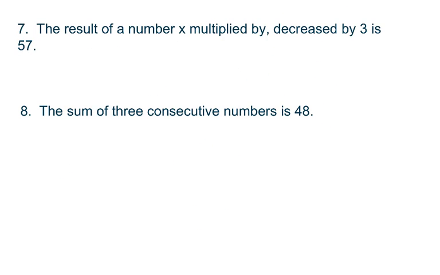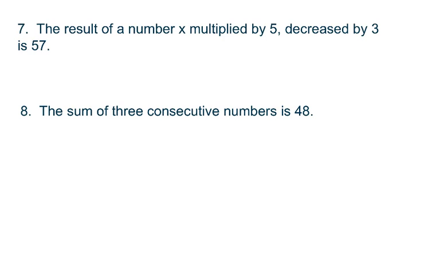Okay, here's another way they might word a word problem. The result of a number x multiplied by what? Did I copy this down? Multiplied by, this should be 5. Let me check. Okay, so the recording paused while I fix this little typo here. Okay, the result of a number x multiplied by 5 decreased by 3 is 57.